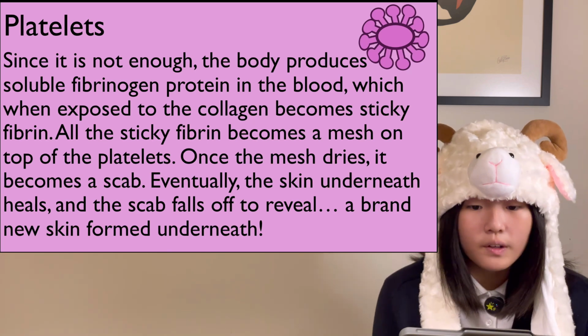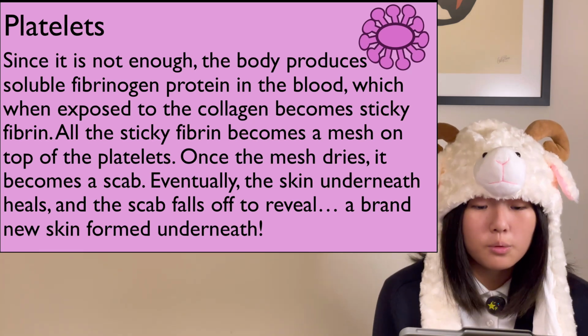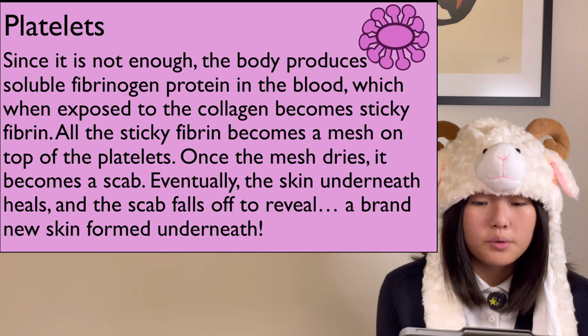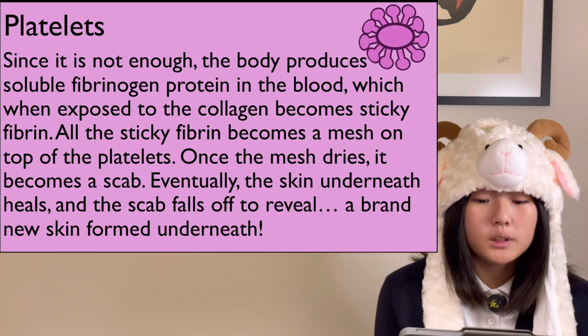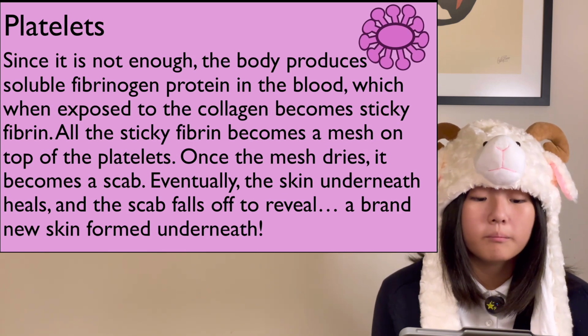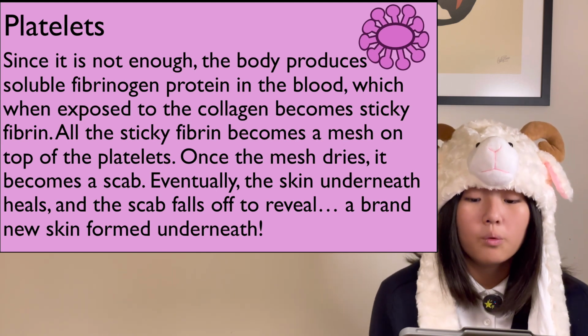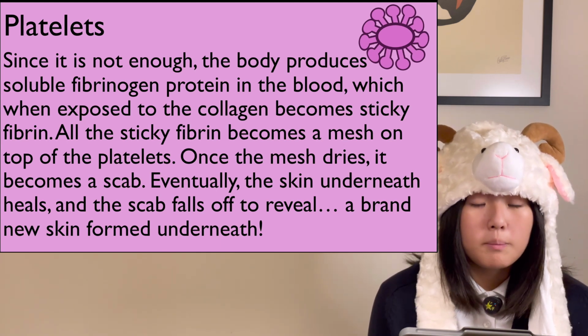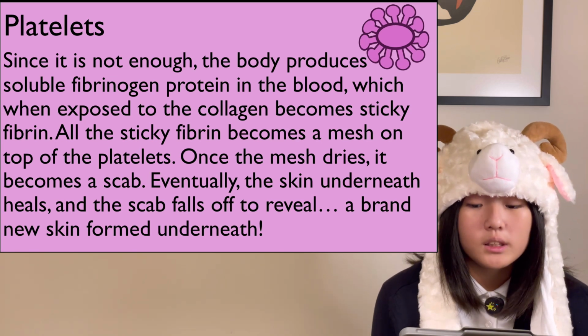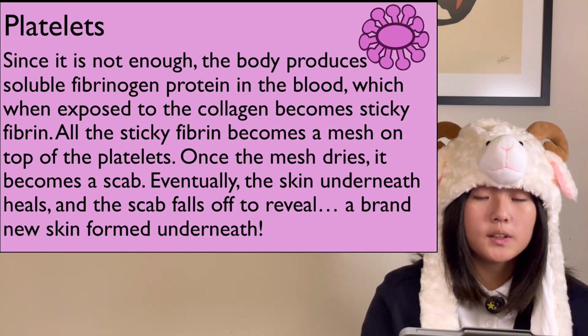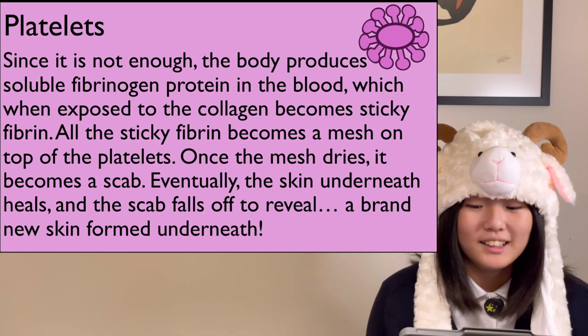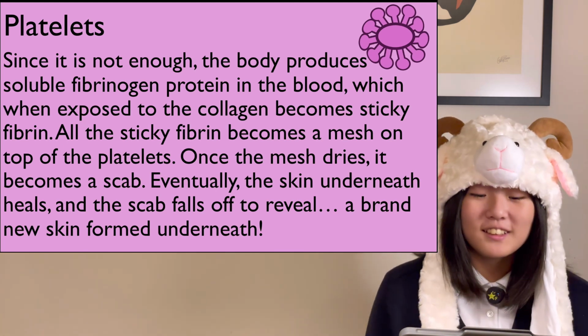Since it's not enough, the body produces soluble fibrinogen protein into the blood, which when exposed to the collagen becomes sticky fibrin. All the sticky fibrin becomes a mesh on top of the platelets. Once the mesh dries, it becomes a scab. Eventually, the skin underneath heals and the scab falls off to reveal brand new skin formed underneath.